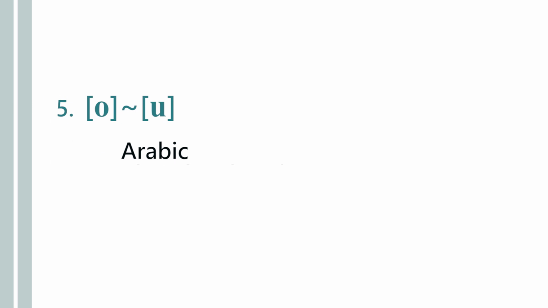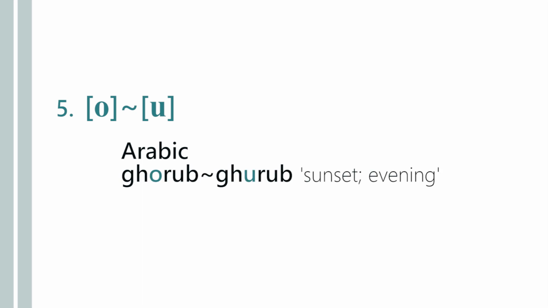There are a lot of Arabic words in Persian that undergo a similar process. Ghorub, for example, becomes ghurub, which means sunset or evening. I'm not going to analyze the other words to see what process they go through. I just analyze this particular process.